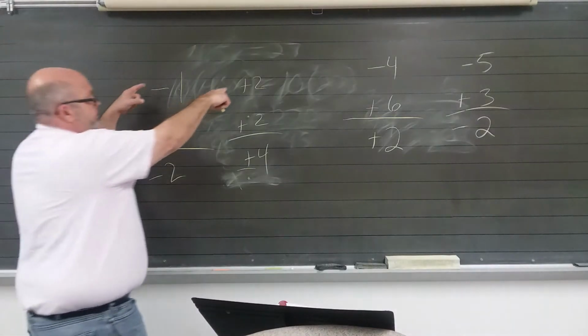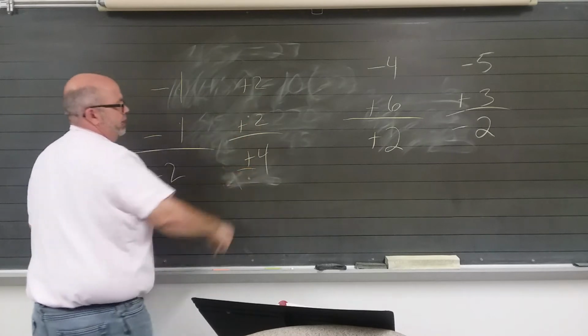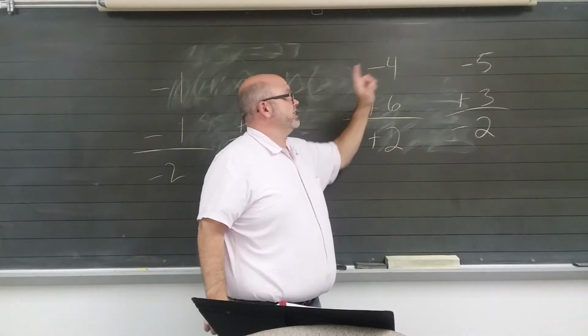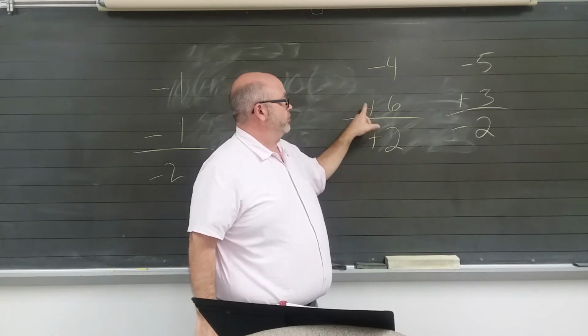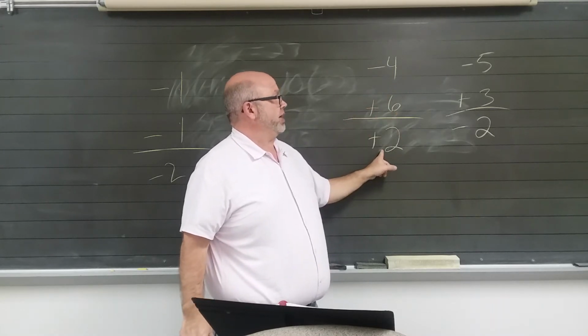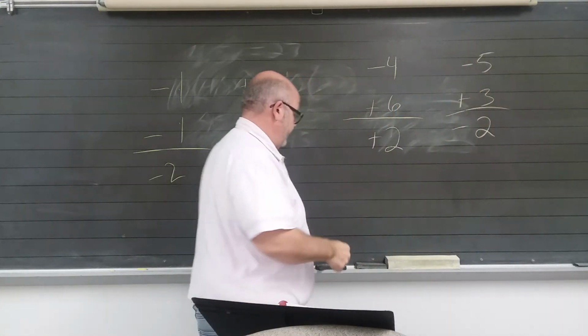Same sign. Add them up, put the sign on the answer. Different signs, subtract the absolute value, 6 minus 4. The sign of the highest absolute value goes with the answer. 5 minus 3, negative. All right, excellent.